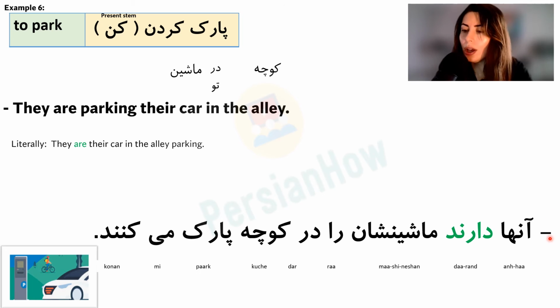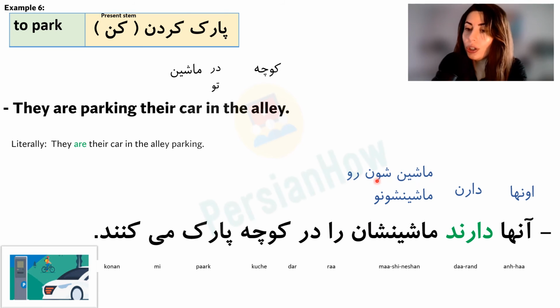One more time. آنها دارند ماشینشان را در کوچه پارک می کنند. Let's go over to the informal. A few things change. So آنها becomes اونها in the spoken language. دارند becomes دارن. ماشینشان را: two things change. First, ماشینشان becomes ماشینشون and را becomes رو. So ماشینشون رو or ماشینشونو.